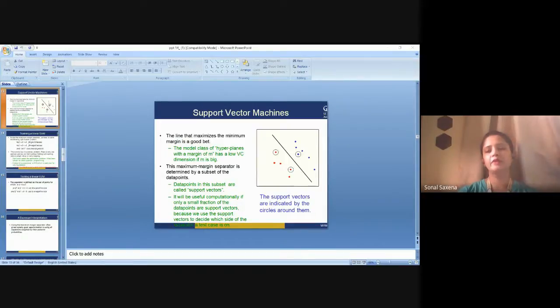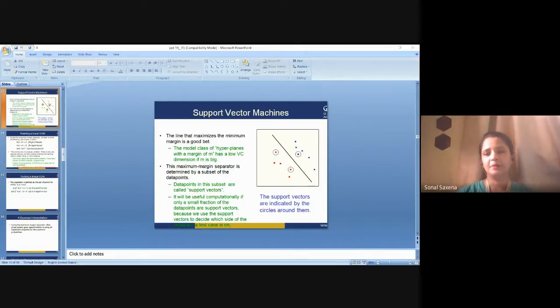Now, coming over to the motivation part of SVM. See, classifying data is a very common task in machine learning. Suppose some given data points each belong to one of two classes, and the goal is to decide which class a new data point will be in. In the case of support vector machines, a data point is viewed as a p-dimensional vector, or a list of p numbers, and we want to know whether we can separate such points with a (p minus 1)-dimensional hyperplane. This is called a linear classifier, right?